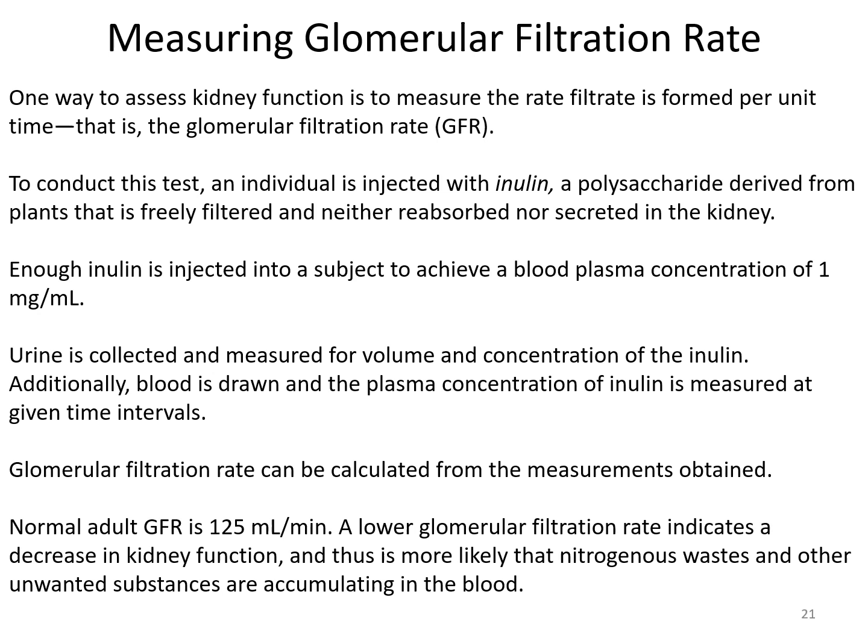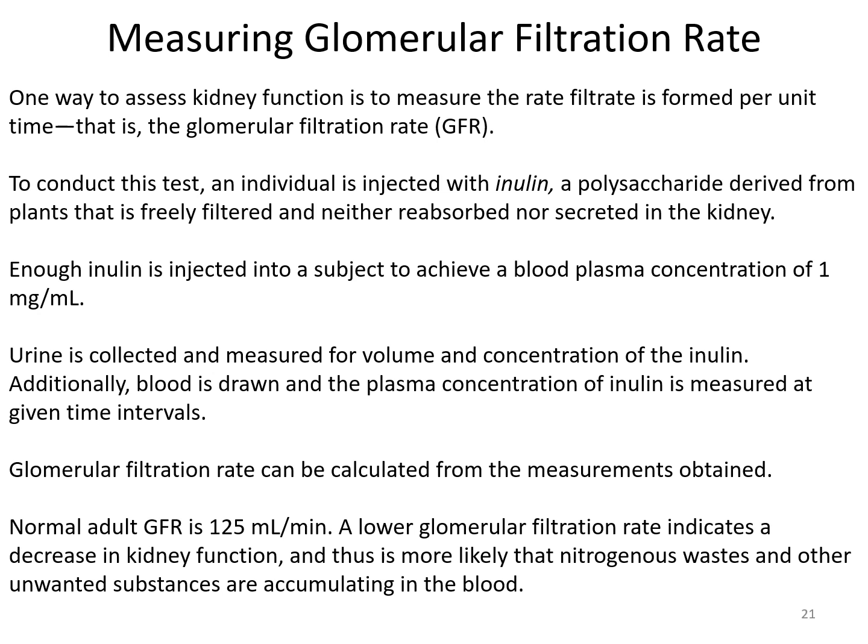So they give each individual enough inulin for them to achieve a plasma concentration of 1 milligram per milliliter. And then the urine later is going to be collected and measured for volume and the concentration of inulin. And then in addition to that, they'll draw blood and monitor the plasma concentration at different time intervals as well. So from all of that information that's collected, you can get a glomerular filtration rate.